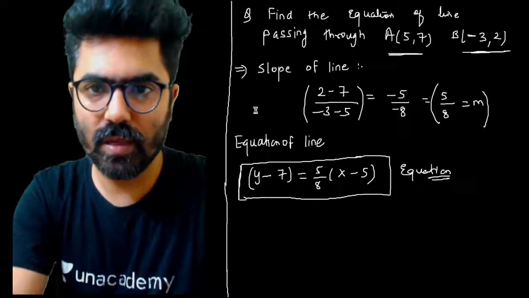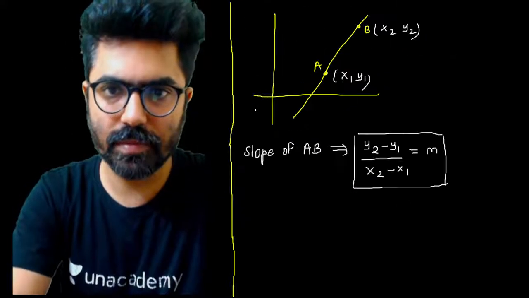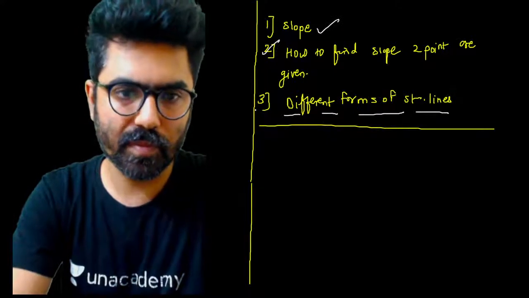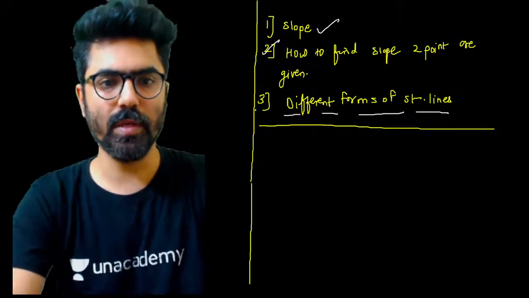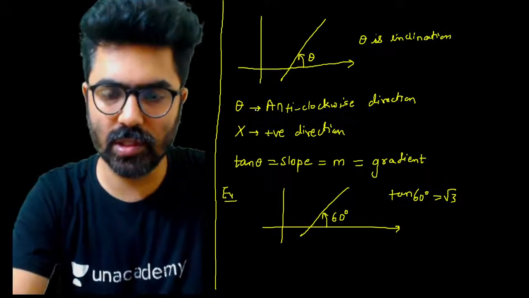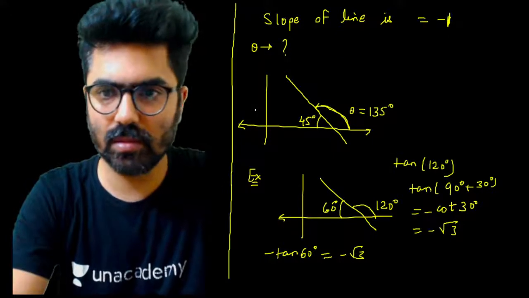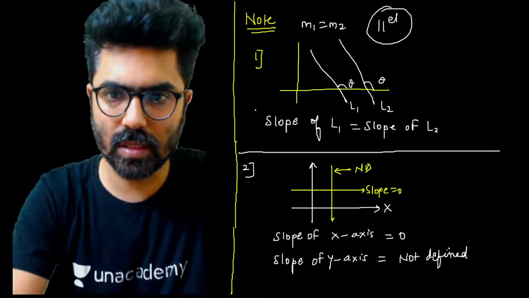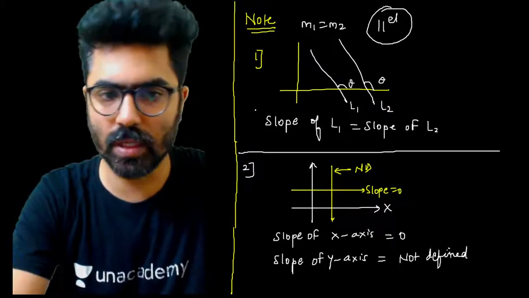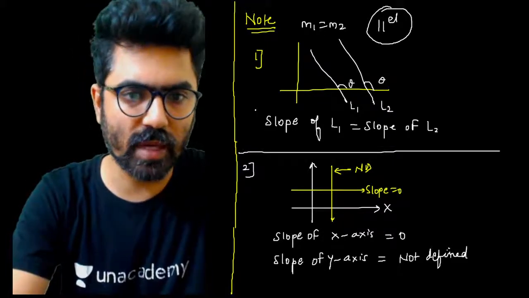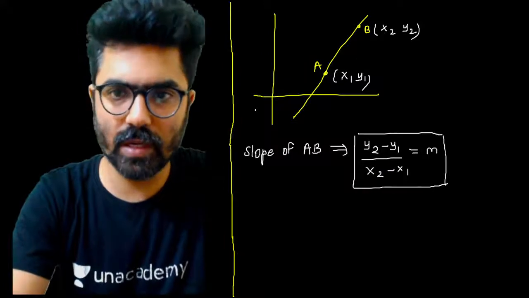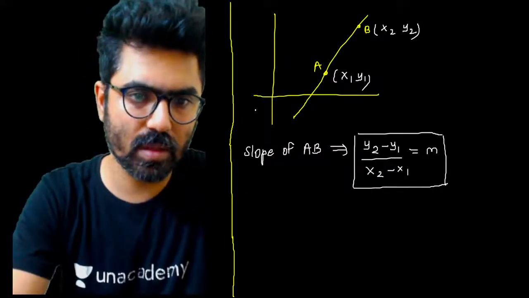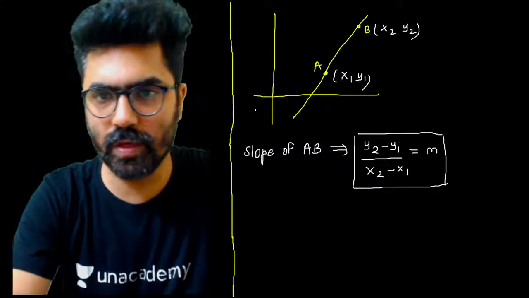So till now, let's look at the forms which we have covered. First of all, we covered the slope. What exactly is the slope? It's the tan of the inclination, tan theta. Then we covered the basic conditions of the slope, like when the lines are parallel, the slopes are equal, the slope of the x-axis and y-axis. Then we covered how to find the slope when 2 points are given.